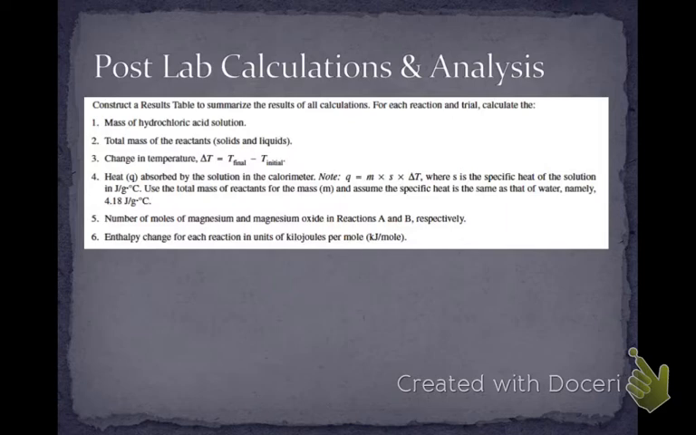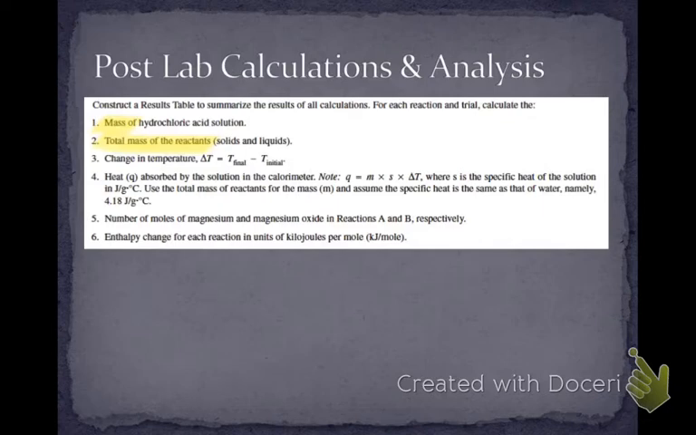So you're going to calculate the mass of the hydrochloric acid solution, and you are going to calculate the total mass of the reactants. That's saying make sure that you include the solid and the liquids. Total mass means you're using the magnesium or magnesium oxide and adding it to the mass of the hydrochloric acid. Calculating the mass of the hydrochloric acid, remember you're going to use density to do that. If you have questions about that, let me know, but that's something that we have done before.